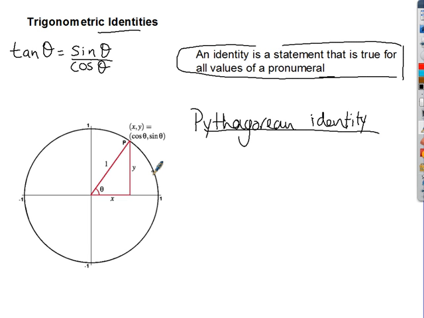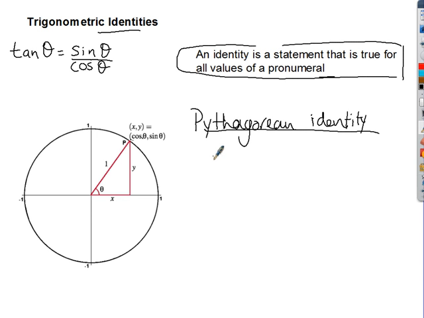So here's our lovely unit circle. It has our radius of 1, it has a point on the circle, and the coordinates of that point are x and y, and we also know that x is equal to cos theta and y is equal to sine theta. So all we're going to do, using this triangle here, is write down the Pythagorean theorem.